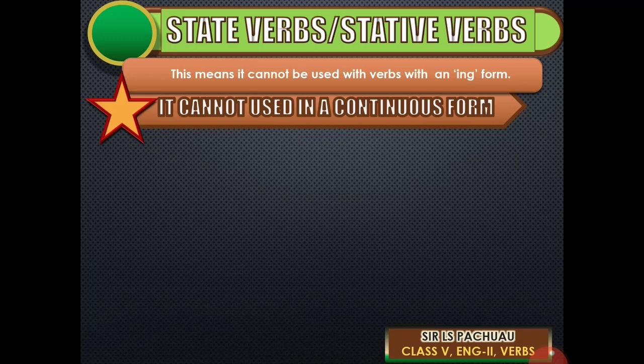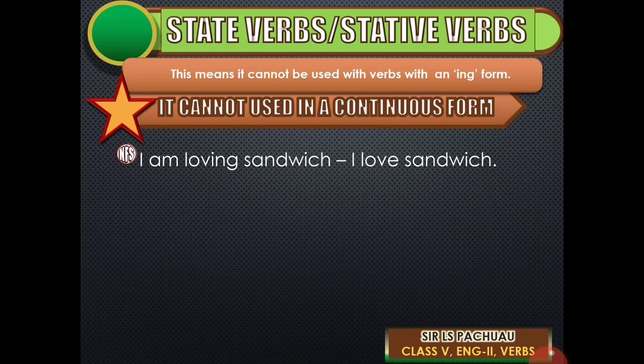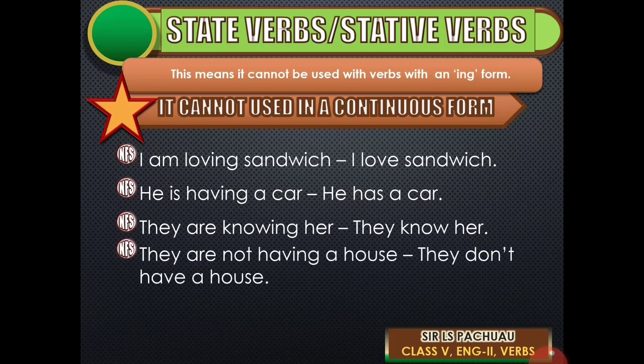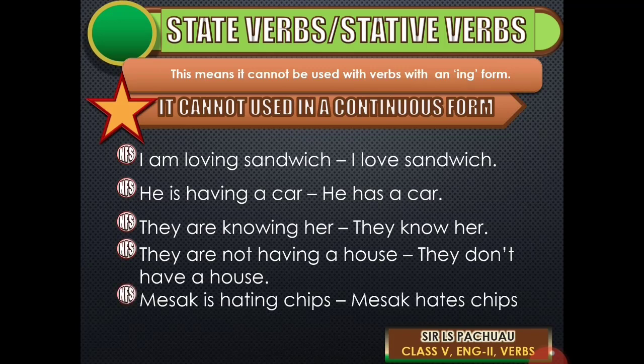But we cannot have a word with an ing in stative verbs. Understand? Here, I am loving sandwich. I love sandwich. He is having a car. He has a car. They are knowing her. They know her. They are not having a house. They don't have a house. Misak is hating chips. Misak hates chips.